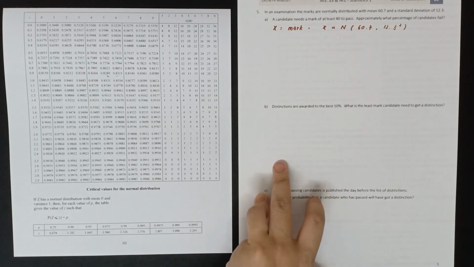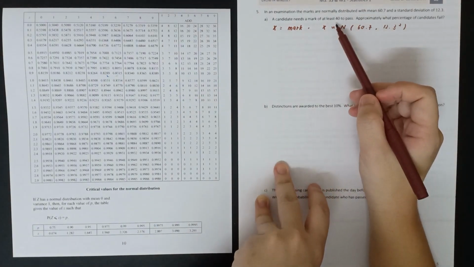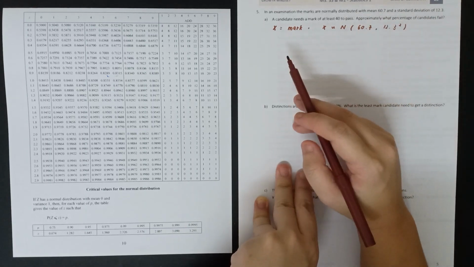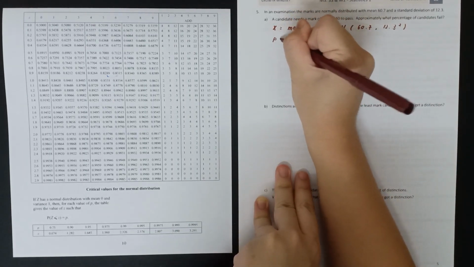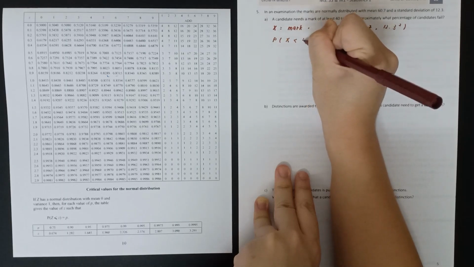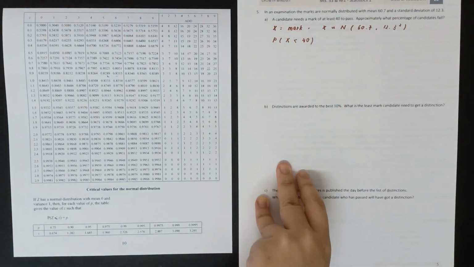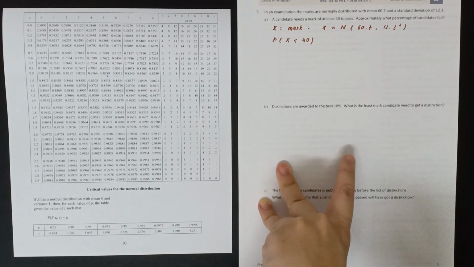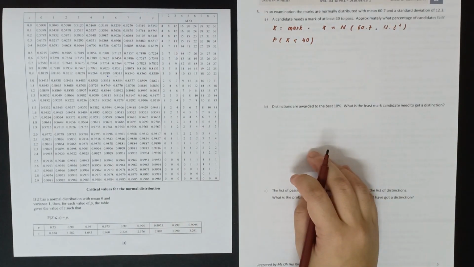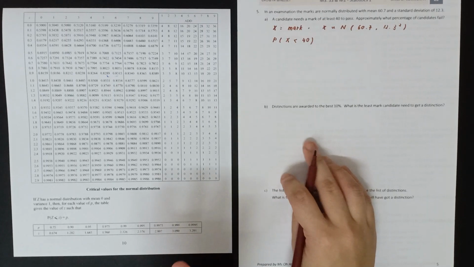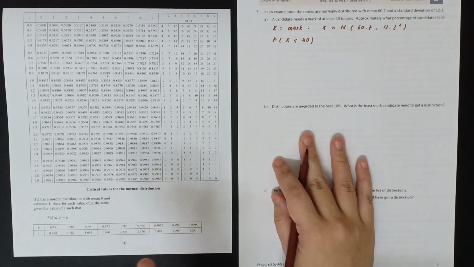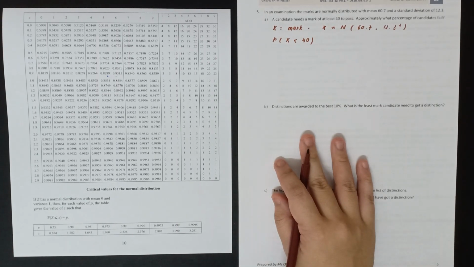So you want to find the percentage of candidates who fail the exam. A mark of at least 40 is needed to pass, meaning anything less than 40 gives you a fail. So you can straight away find probability X less than 40. By all means, if you want to find it another way, it's also alright. If you want, you can find the probability of a candidate who passes, then use 1 minus the answer. You should be able to get exactly the same thing. It's very logical, right?